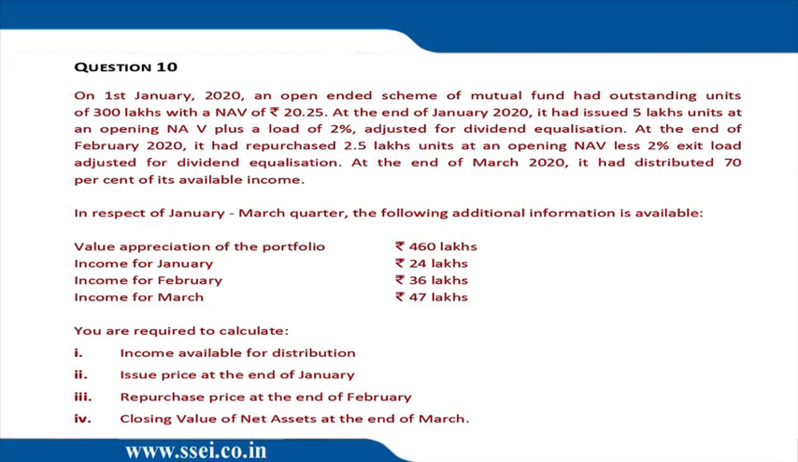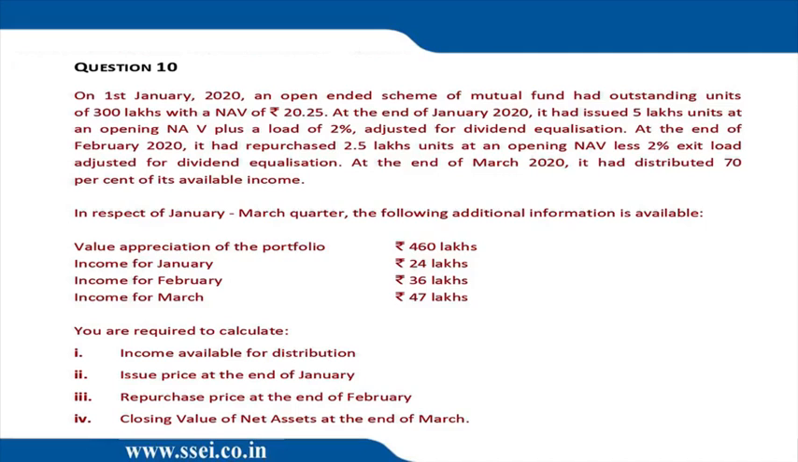At the end of March, it had distributed 70% of available income. See, available income is obviously the entire thing that we are earning: January income, February income, March income. And the portfolio, 24 lakh, 36 lakh, 47 lakh. All these are available income, and also the amounts that we are collecting in between. So that part has to be solved, and he's getting 70% of available income.